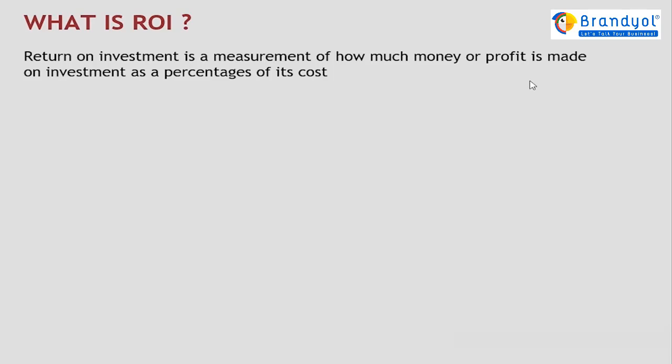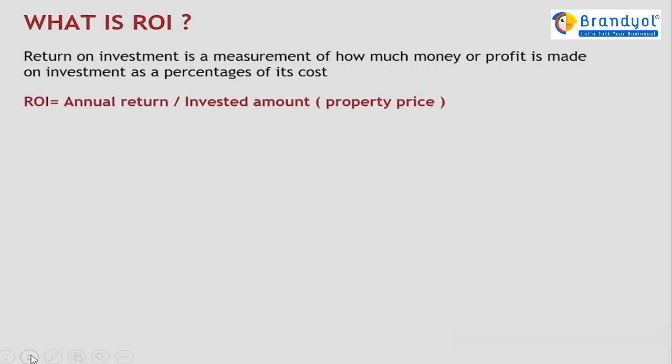Let's suppose you purchase a property for $100,000. In this $100,000, how much will your return be? By ROI, we can calculate these numbers. To calculate the ROI, you divide the annual return by the invested amount. We can call it the property price.